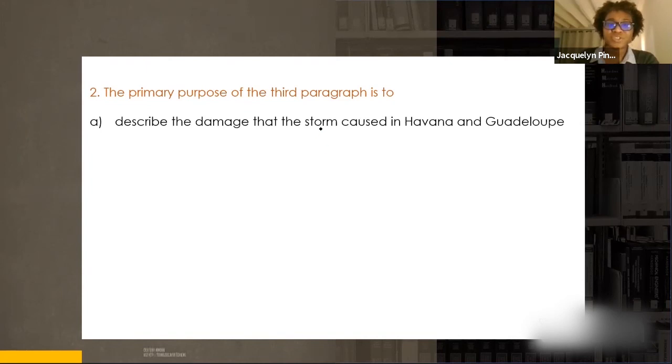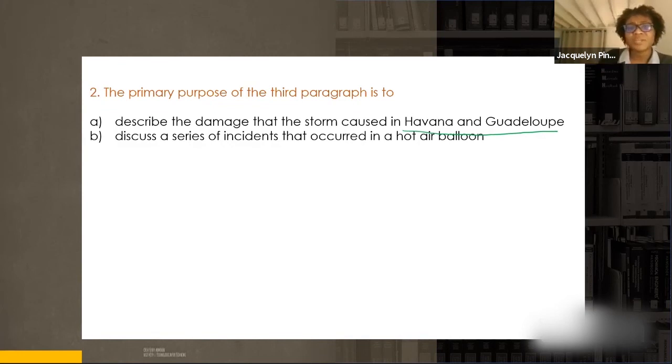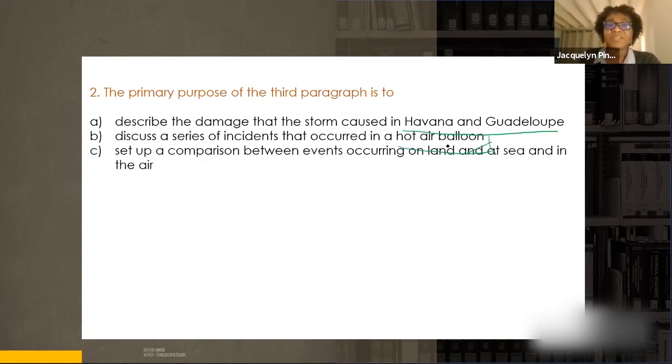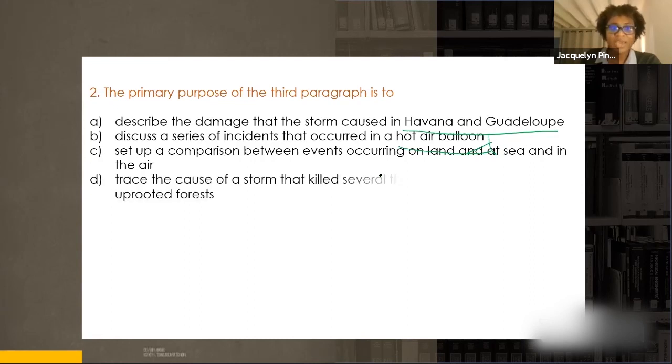So is it just describing the damage that the storm caused in Havana and Guadalupe? Be careful, those were mentioned, but it's not talking about the damage specifically in those places. There was a comparison, though. Discuss a series of incidents that occurred in a hot air balloon. Careful, all right? Set up a comparison between events occurring on land and at sea, in the air, okay? Trace the cause of a storm that killed several thousand people and uprooted forests, right?